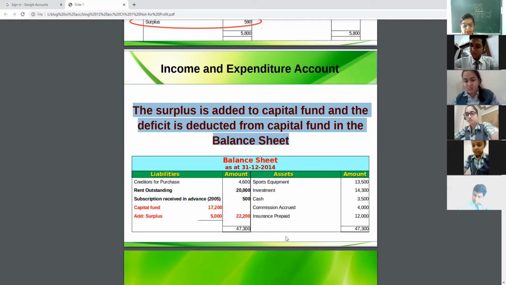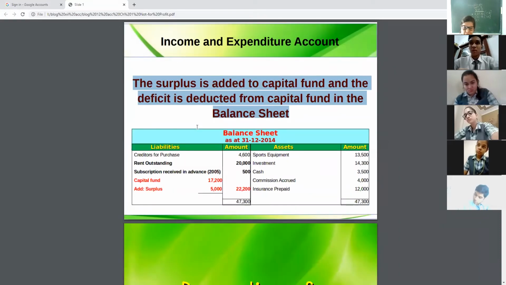Total of both the sides will be same. It shows accuracy of the accounts. If the total of balance sheets of both the sides are same, it shows that your accounting treatment is correct. But be careful. Surplus should be added and deficit should be deducted.